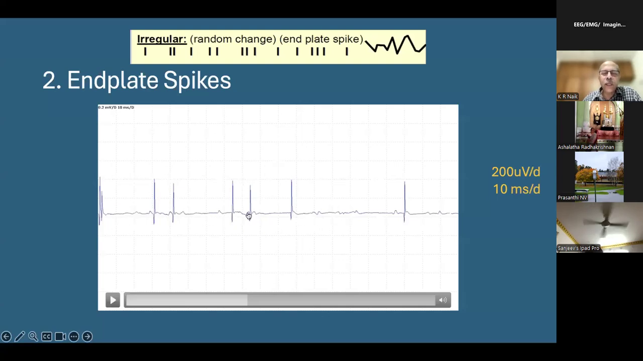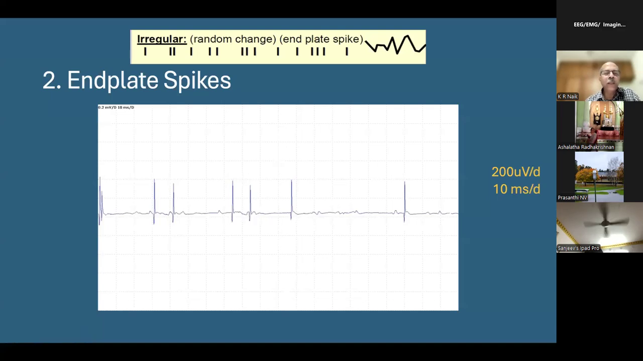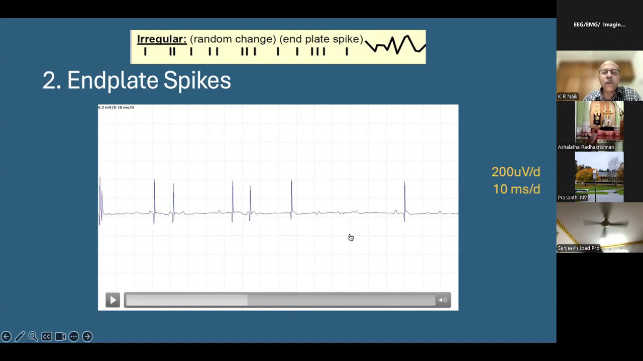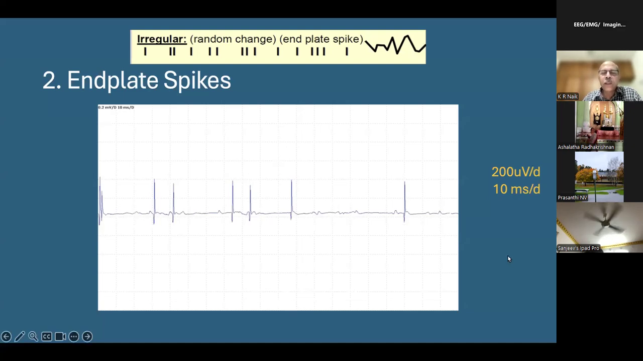So this irregular spike, the sound will be similar to the fibrillation potential because these are coming from a single muscle fiber. It is due to irritability of the muscle fiber, especially if you are near the end plate zone. If you are away from the end plate zone, the end plate spikes may not be seen in a common fashion.